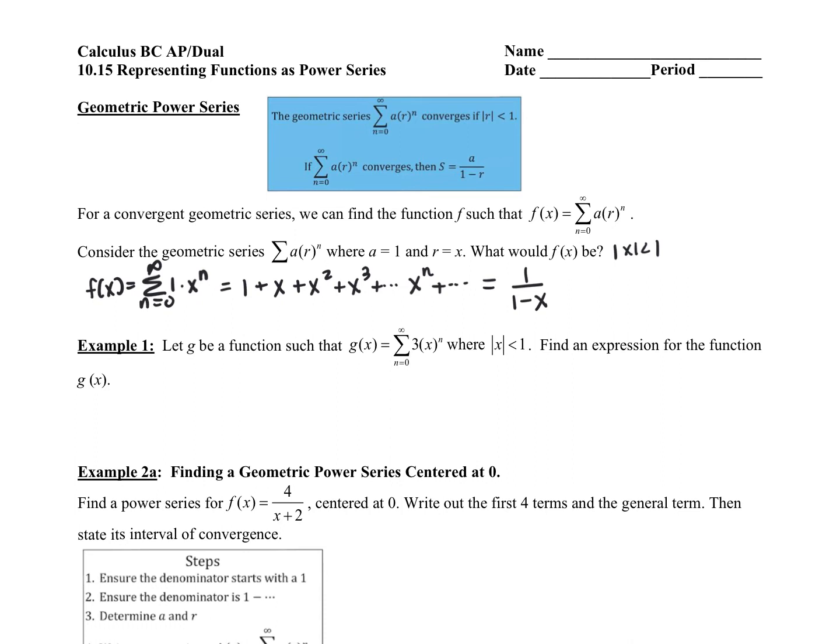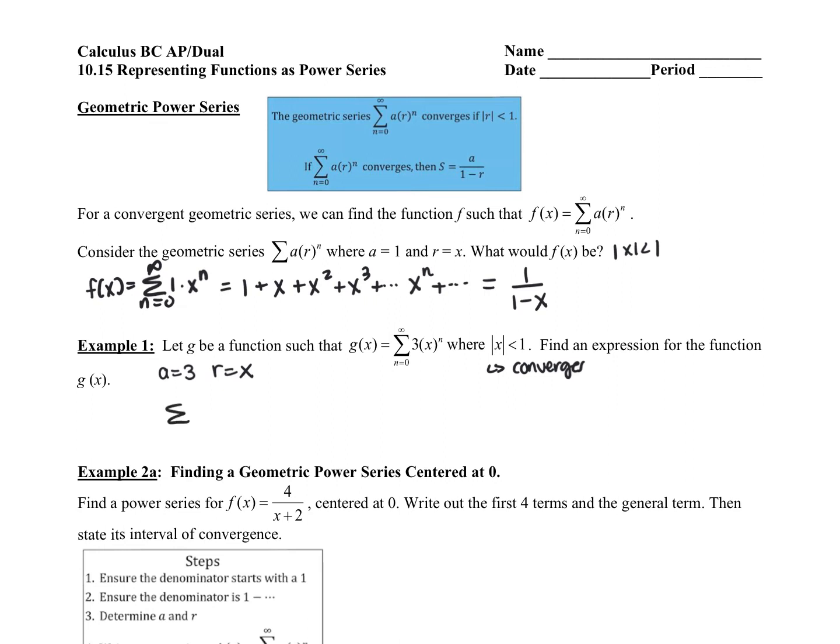So let's do that for this one. This is also a geometric power series. What is a here? 3. What's r here? x. They tell us the absolute value of x is less than 1. What does that tell me about my series? It converges. So if it converges, then it has a sum.